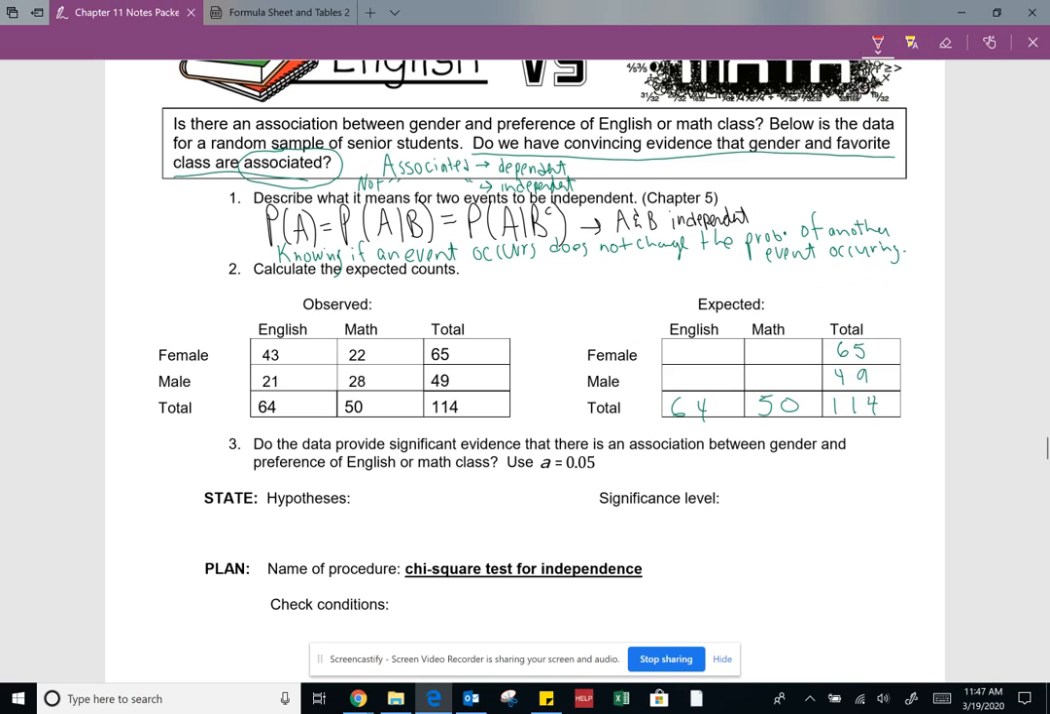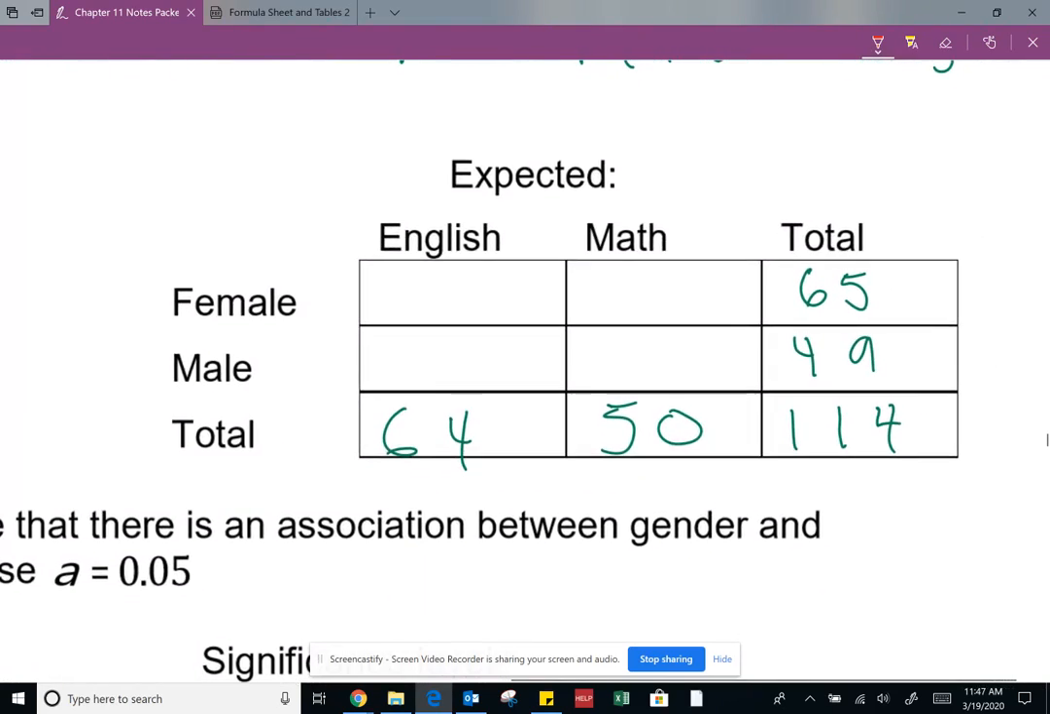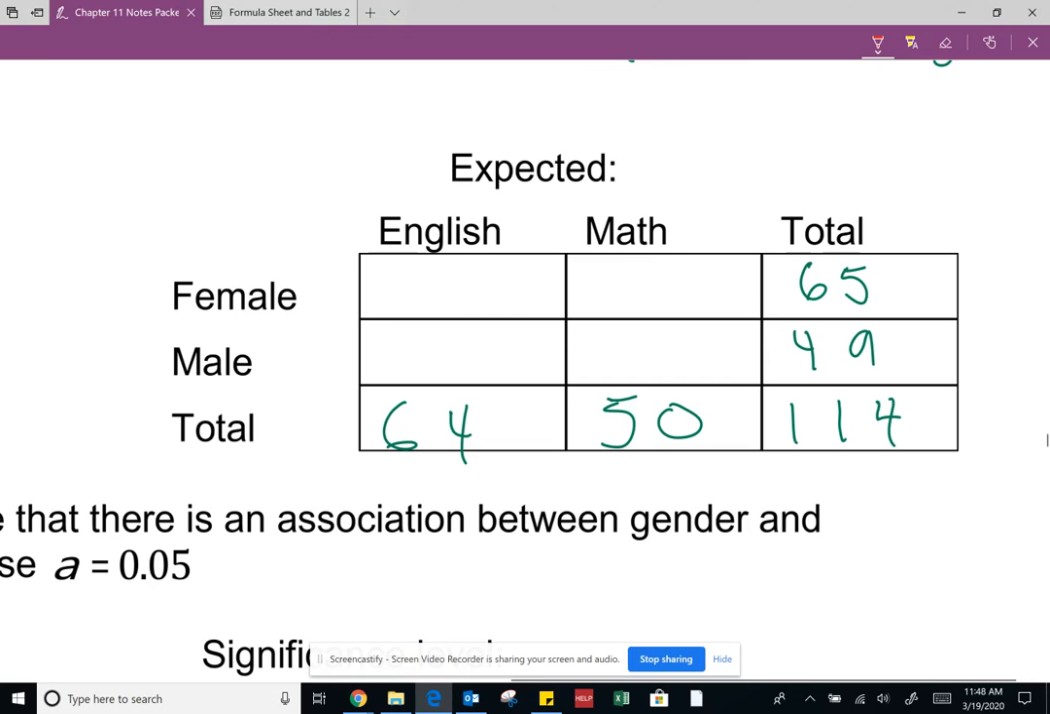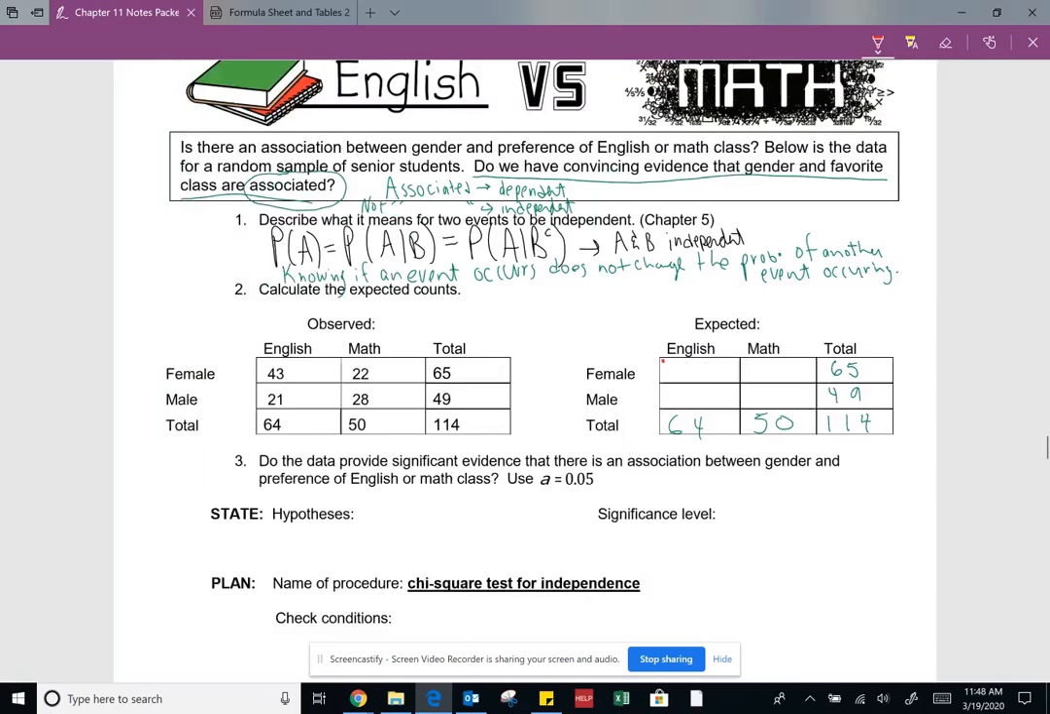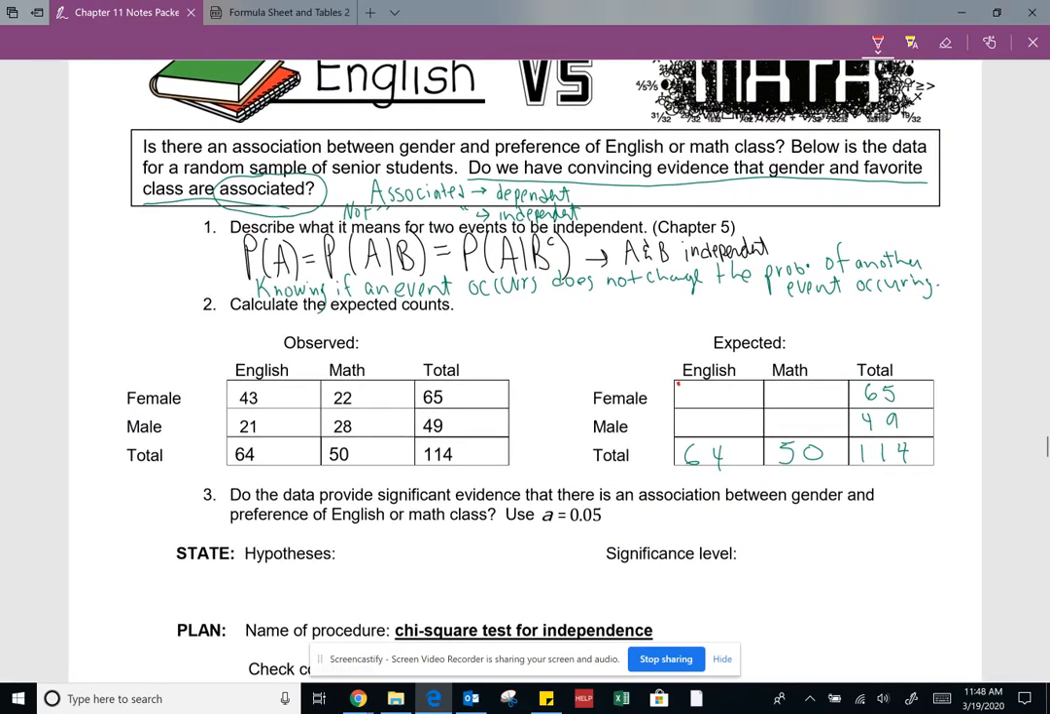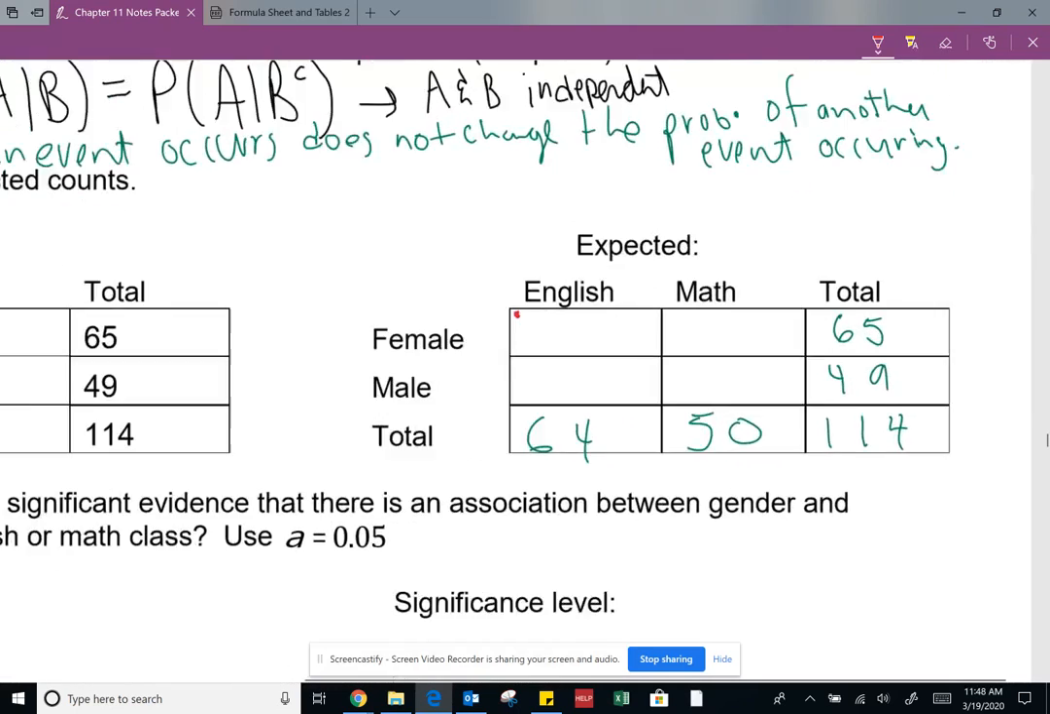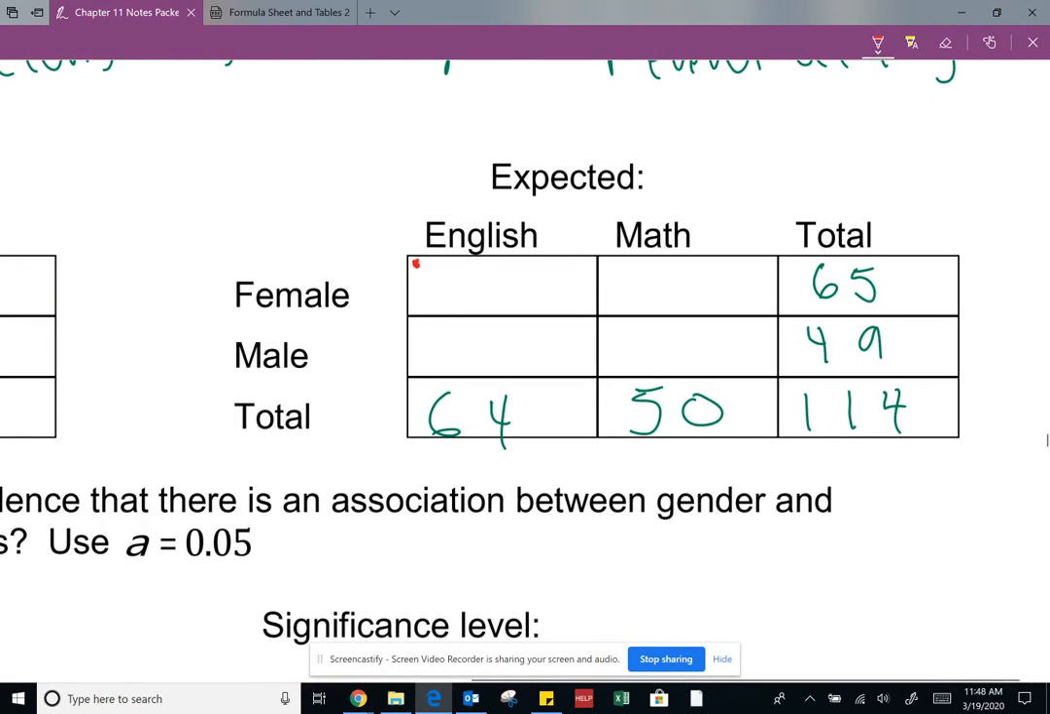So now how do we calculate the expected values? Well, what would you expect the number of females to be that preferred English if the events were independent? Because we're testing to see is there an association. So what we're assuming at the beginning is that there is no association, which would mean that we're assuming at the beginning that they're independent. So let's try and calculate this as if the two are inherently independent or proportionally equal to start.